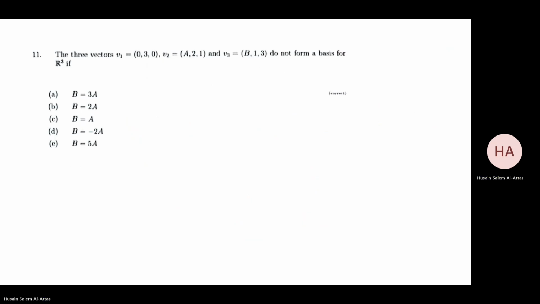Okay, the three vectors do not form a basis if what? When they don't form a basis, they have three vectors in R3.